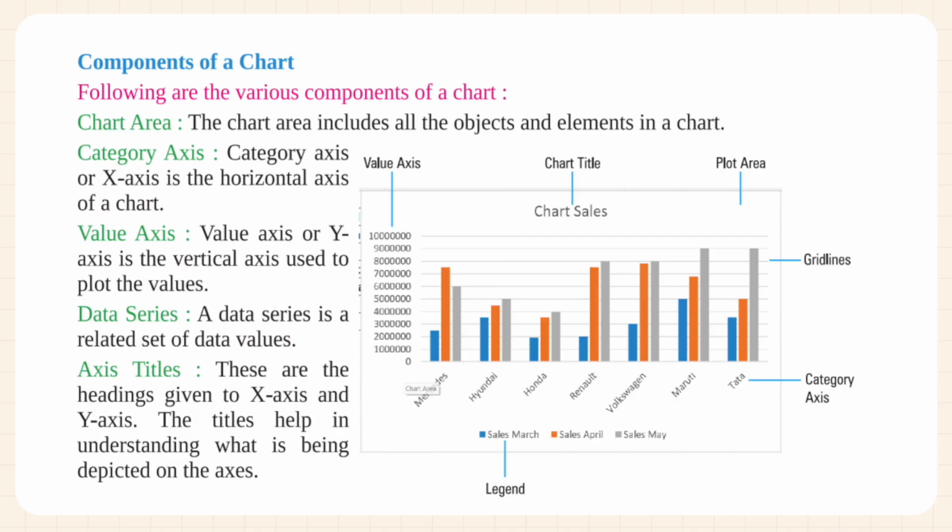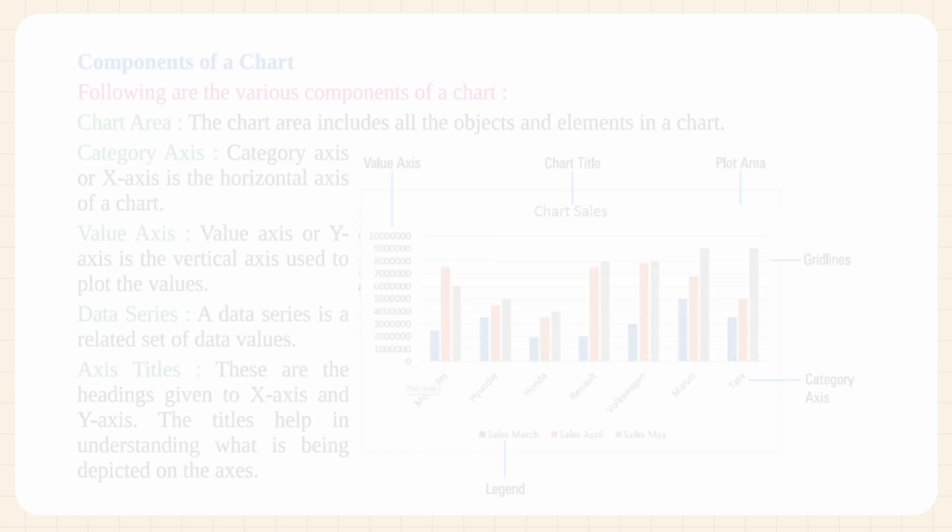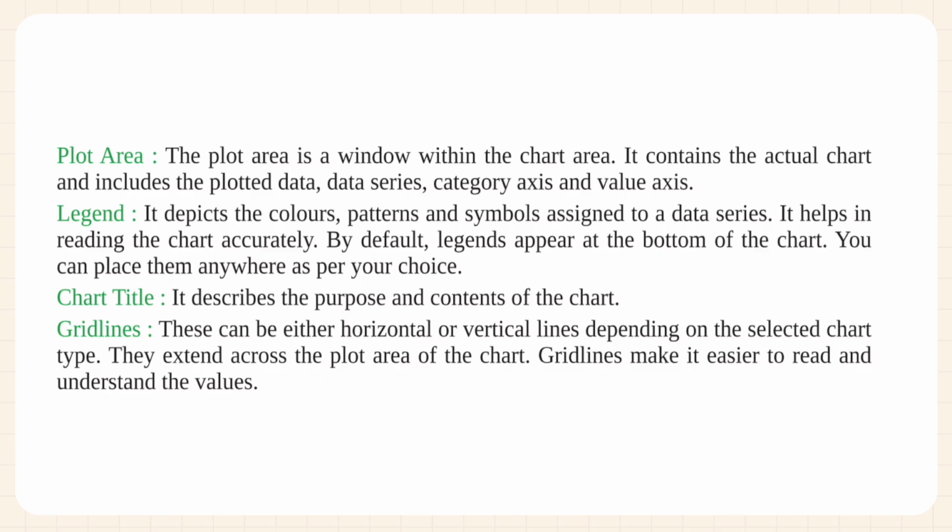Axis titles. These are the headings given to x-axis and y-axis. The titles help in understanding what is being depicted on the axis. Plot area. The plot area is a window within the chart area. It contains the actual chart and includes the plotted data, data series, category axis and value axis.